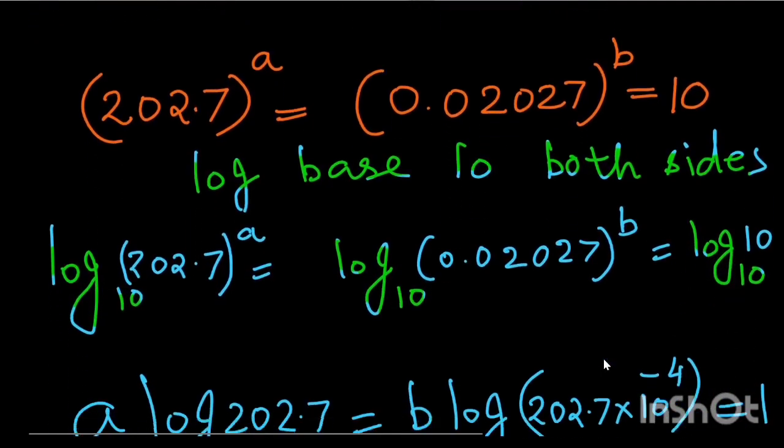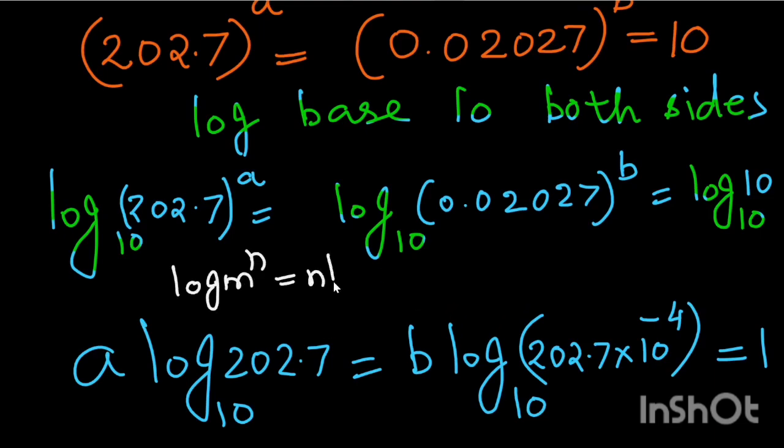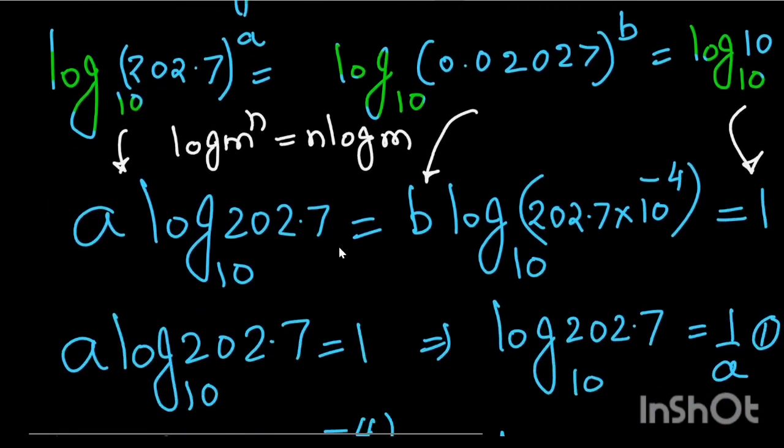So in the next step, using log m to the power n as n log m, we can write this: a will come down in multiplication, similarly b will also come down in multiplication. Log 10 base 10, we know its value is 1. Now at the same time I have expressed 0.2027 in terms of 202.7 into 10 to the power minus 4.